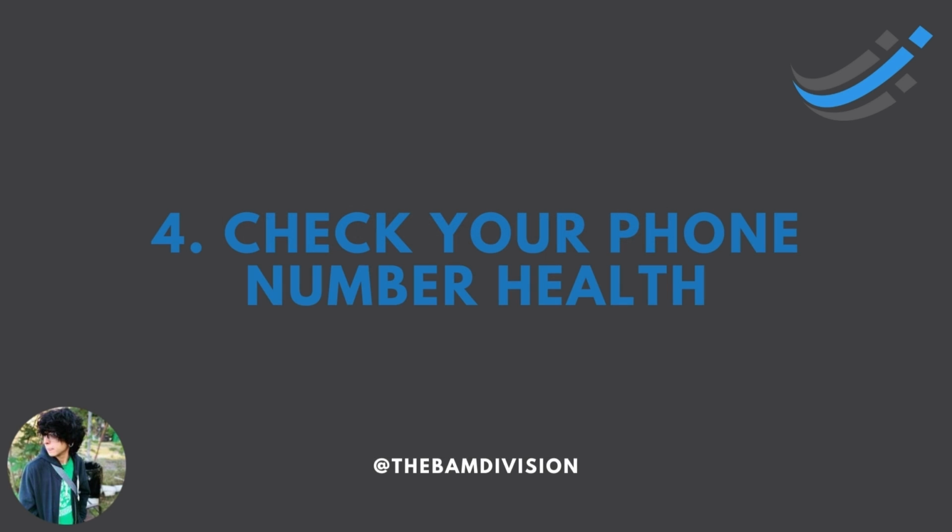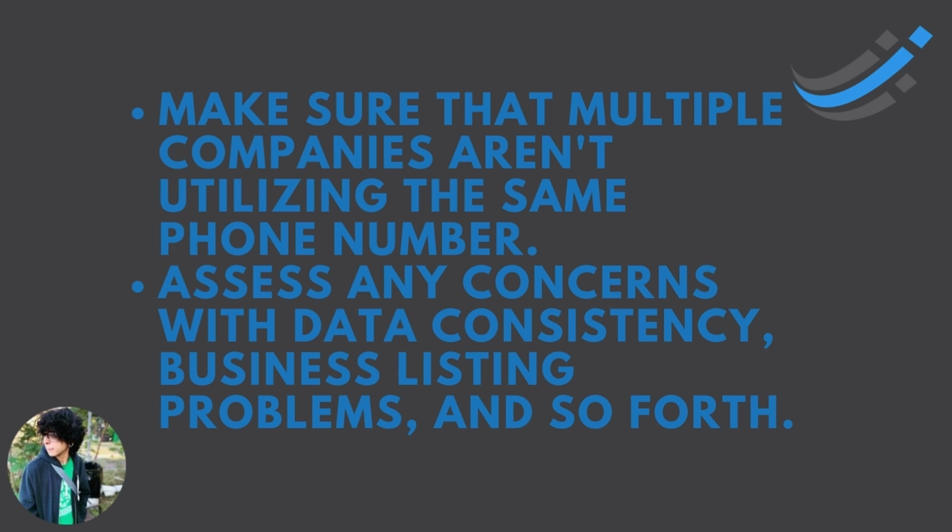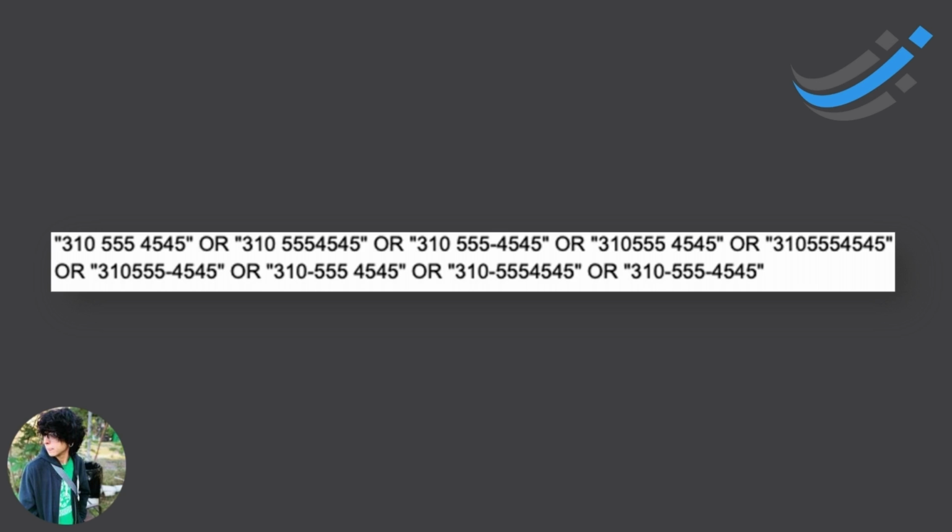Number 4, check your phone number health. In Google Business Profiles, phone numbers might sometimes cause issues. To prevent them, make sure that multiple companies aren't utilizing the same phone number as you, and assess any concerns with data consistency, business listing problems, and so forth. To double-check the accuracy of your contact information, look for your phone number on Google using different variations. Then, using Google's advanced search operators, enter everything as a search query.